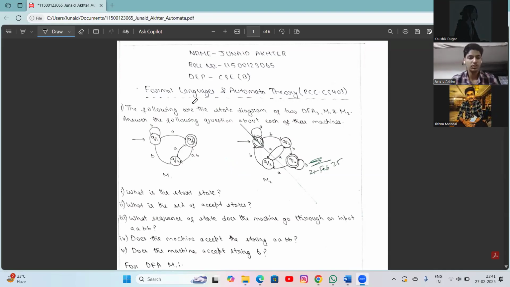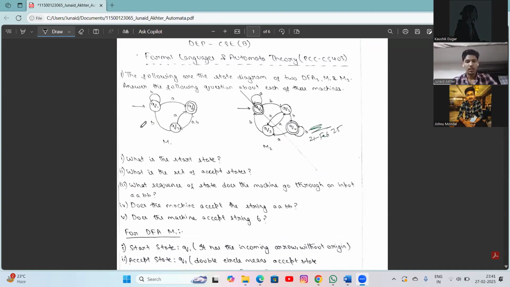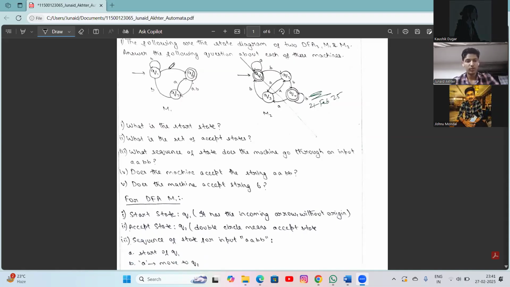So the first question is the following: the state diagrams of DFA M1 and M2, and I have to answer the following questions about each of these machines. In M1, what is the start state? The start state is Q1 because it has the incoming arrow without origin. Number two, what is the set of accept states? The accept state will be Q2 because it has a double circle, which means it is an accept state.